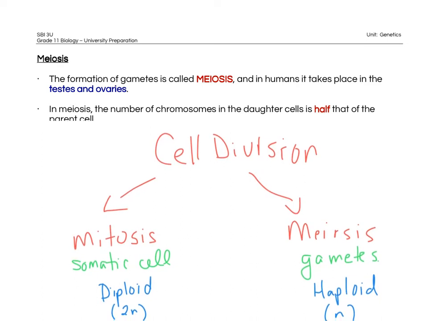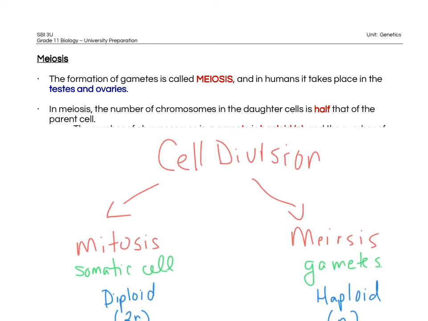So again, we've talked about this, but feel free to include this in your notes in some way if you want to. In meiosis, as opposed to mitosis, the number of chromosomes in the daughter cell is going to be half that of the parent cell. So, this is a process that I'm going to explain to you in a short while, and I'm going to show you a visual that I think will help you make sense of this.